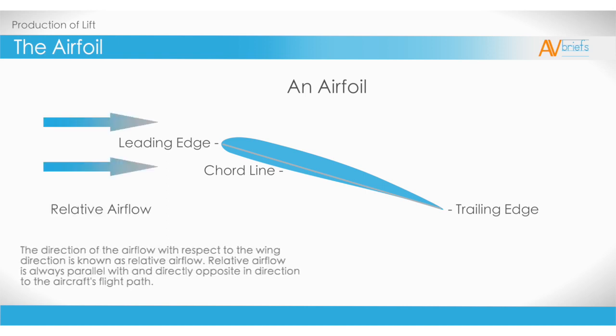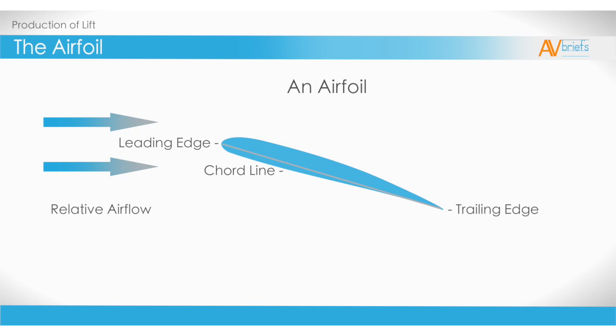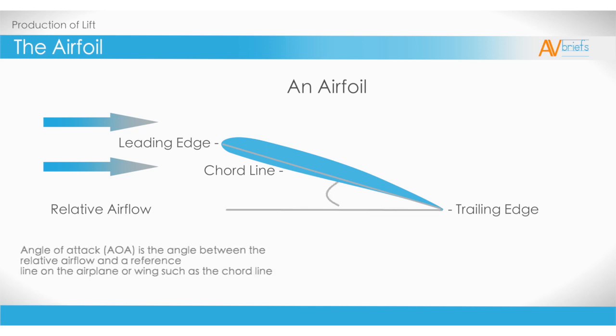Okay. Now, the direction of the airflow with respect to the wing direction is known as the relative airflow. Relative airflow is always parallel with, and directly opposite in direction to, the aircraft's flight path. We can start to build these pieces together. The angle of attack is the angle between the relative airflow and a reference line on the airplane or wing, such as the chord line.